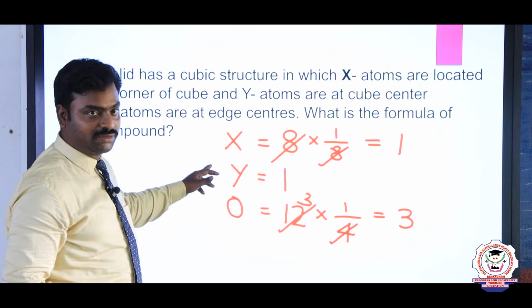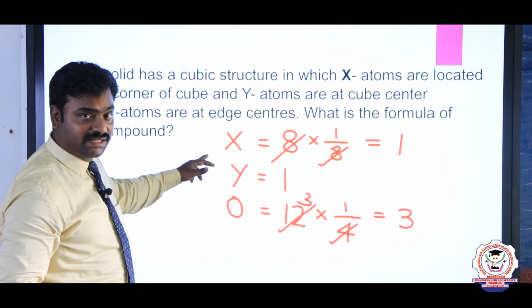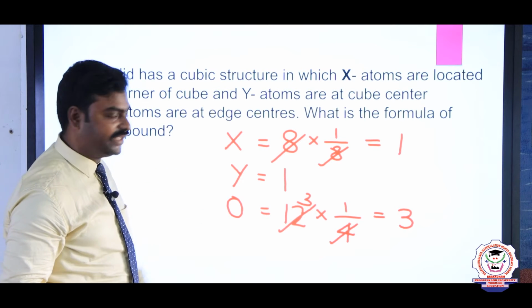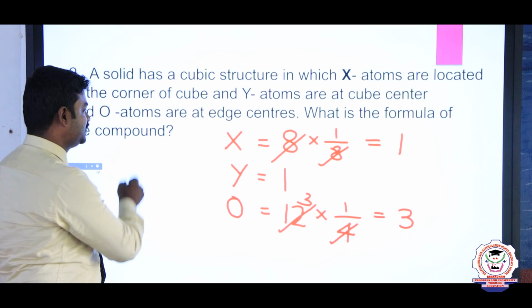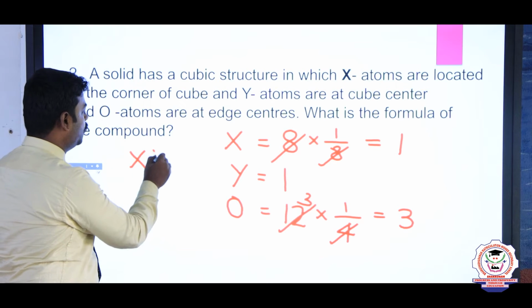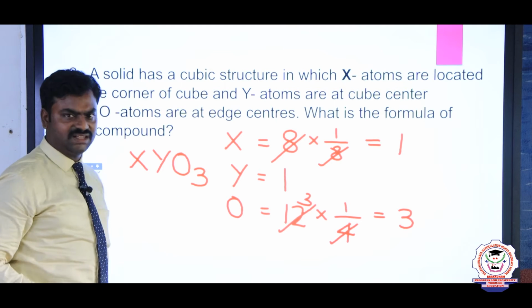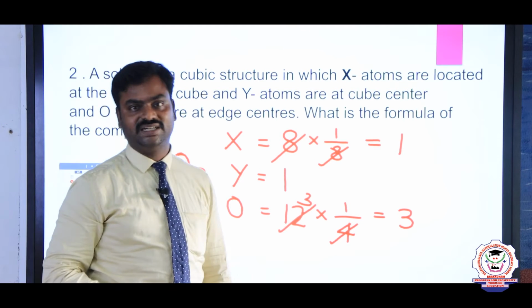Now we found that the number of X atoms is 1, Y atoms is 1, and oxygen atoms is 3. Now the molecular formula is XYO3. So this is the molecular formula of the compound.